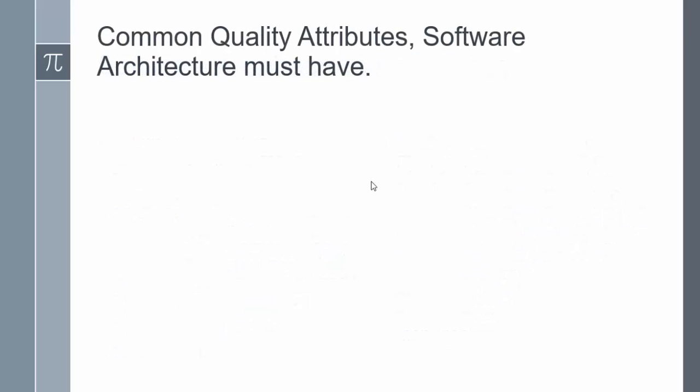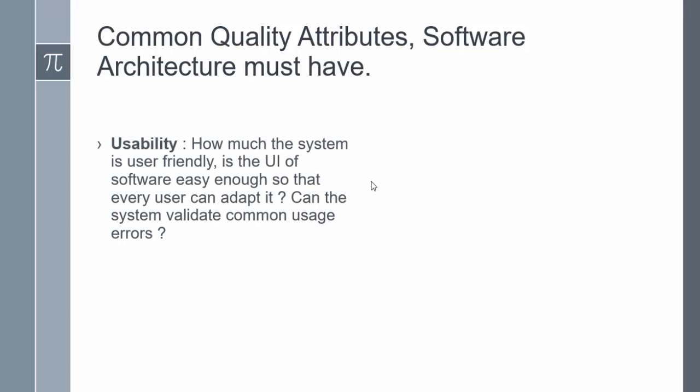Now let's talk about the common quality attributes the software architecture must have. As you all know, if you are coming from a software engineering background, these quality attributes we have talked about a lot in our education or in our professional lives as well.